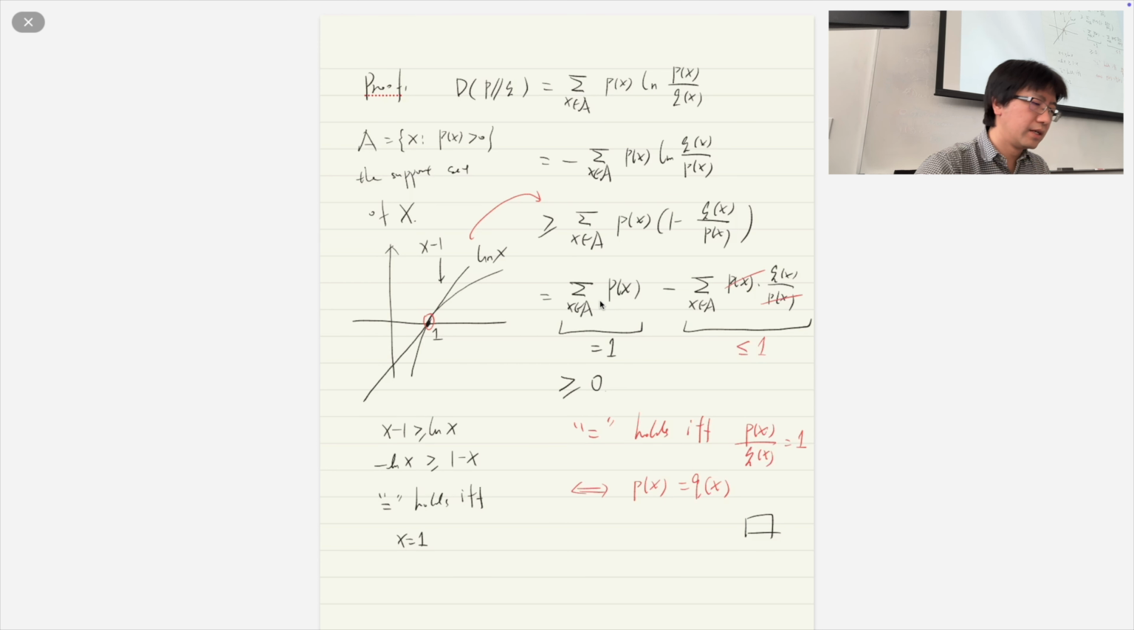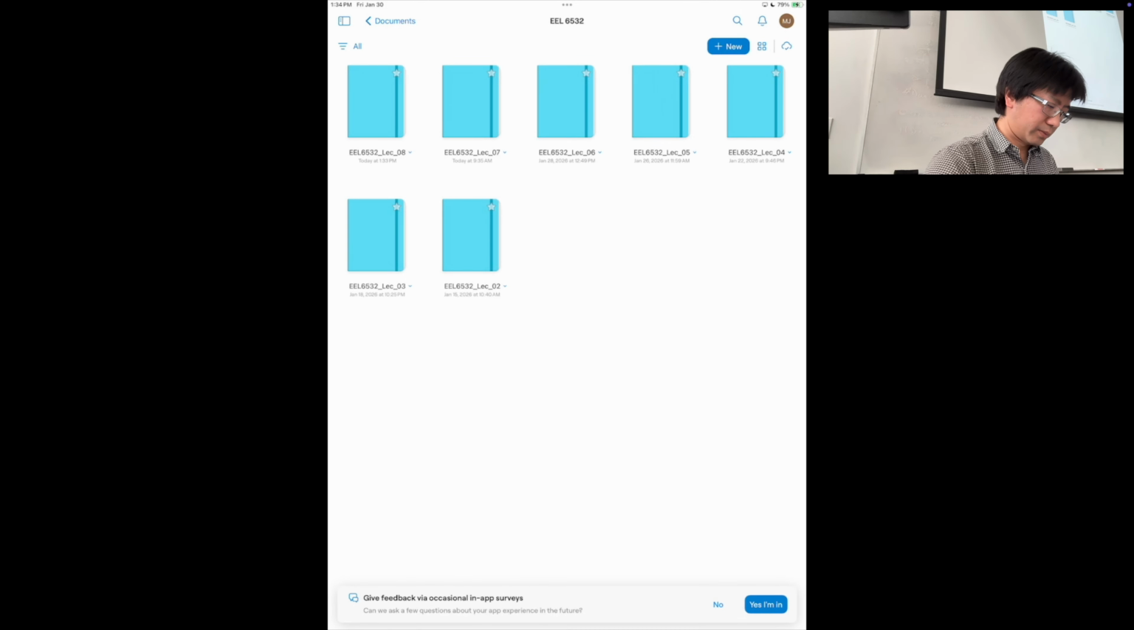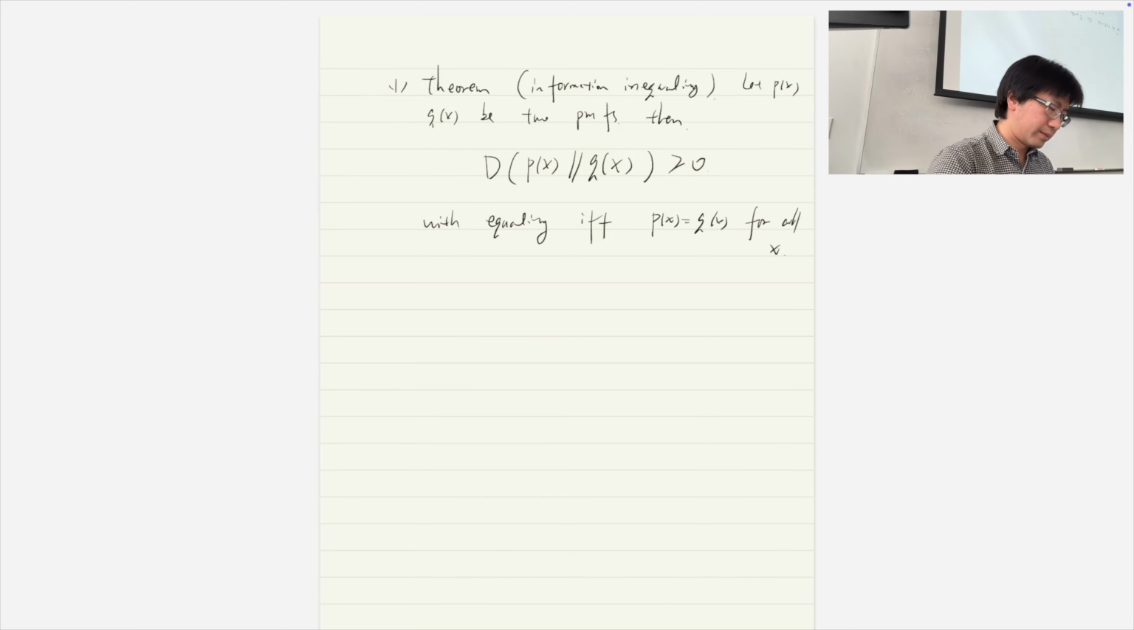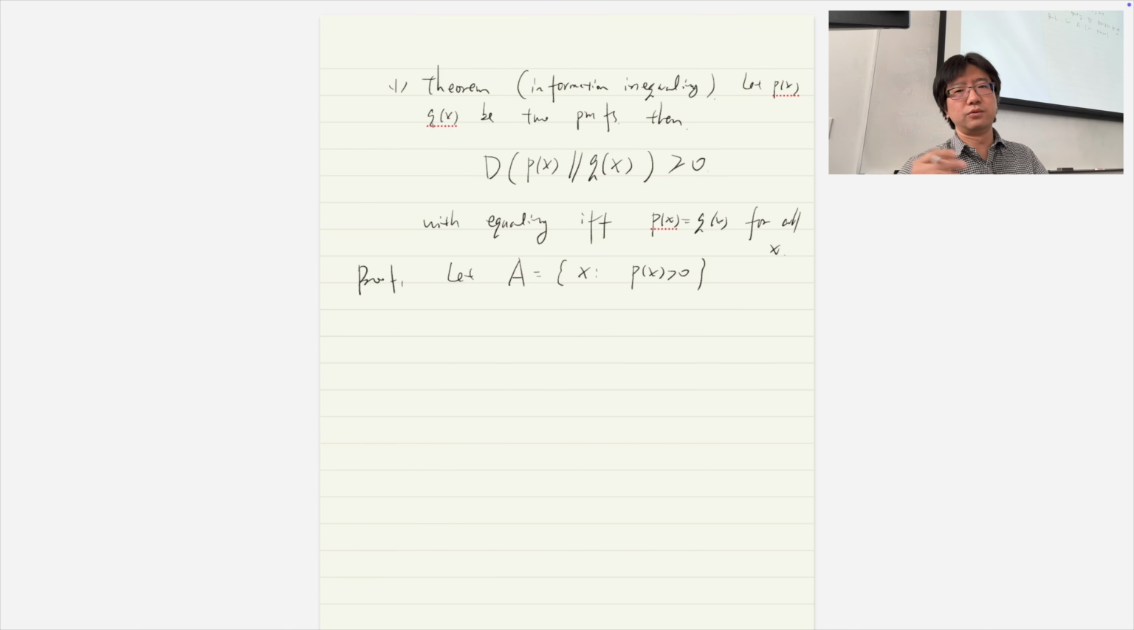So now let's see. We're going to use a different approach to prove it. Okay, this is our lecture. Let's see how we can prove it using Jensen's inequality. Similar to before, we need to define a set A, for all the x where Px is bigger than 0. The reason we need that is that we have a Q here, so that's one way to create this inequality. That would be the support set of Px.